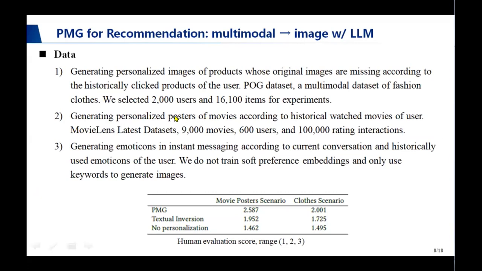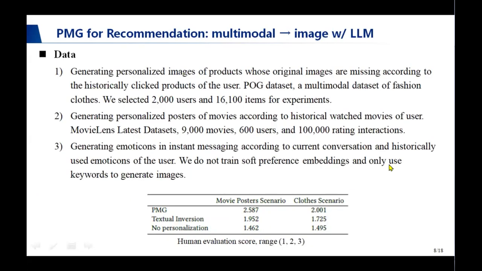We do the same for the MovieLens dataset, and we also use the emoticon dataset to verify that. We measured the similarity between the generated item and the target item as well as the preference item, and we show improvement on both. We also did a user evaluation where our proposed method PMG outperforms the methods with no personalization by a large margin.